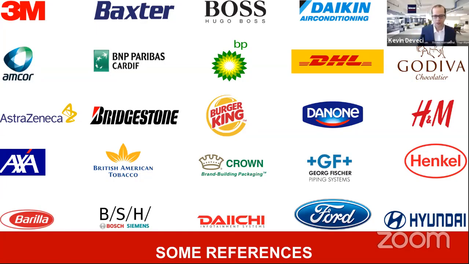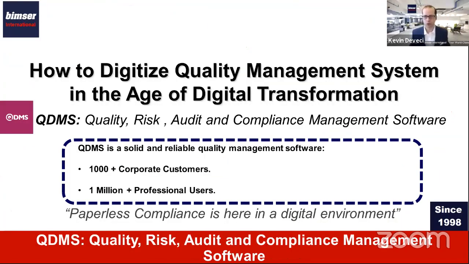Now, let's talk about QDMS a little bit more in detail before we jump to the Q&A session. I know you have questions, so we'll address them. QDMS is the quality, risk, audit, performance, and compliance management software. We have been developing QDMS since 1998. We have more than 1,000 corporate customers and more than 1 million professional users. That's a solid system that's reliable and scalable.